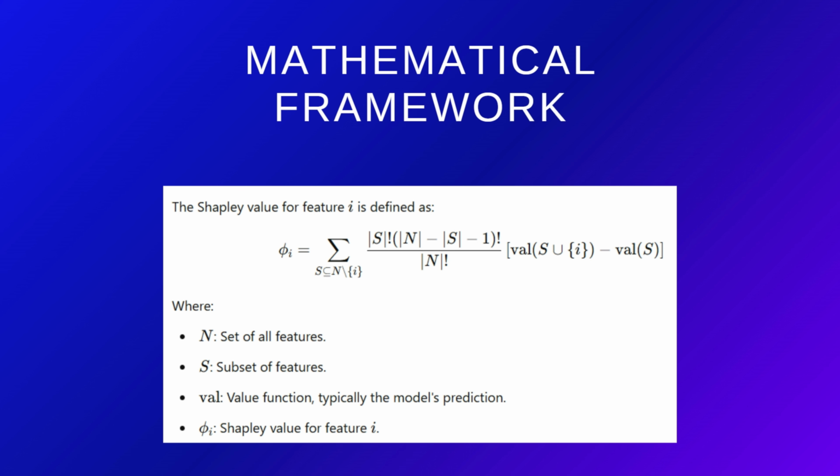Alright, here's the math. So, let's start with the formula for calculating the Shapley value of a specific feature, and it's denoted as phi sub i here, or φ_i. This value quantifies how much a particular feature i contributes to the model's prediction. And here's the formula, and let's break this down step by step.